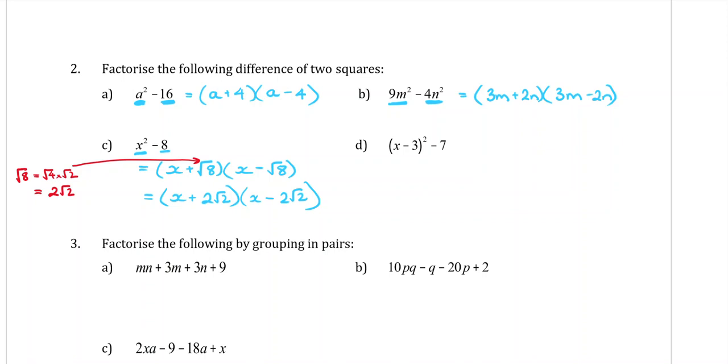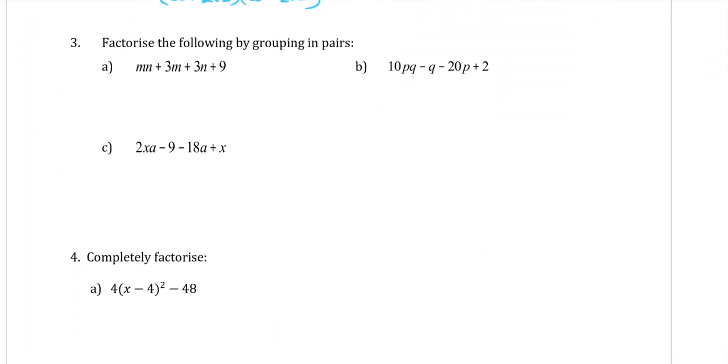Part D, I do have something squared minus something else, so I can still use a difference of 2 squares here. So in my bracket, the square root of x minus 3 in bracket squared is x minus 3. So that's the beginning of both brackets. The square root of the 7 is square root of 7. Then I'm going to have a plus in the middle of one and minus in the other. And it doesn't look very nice, but that is the best answer that I can give for factorising that.